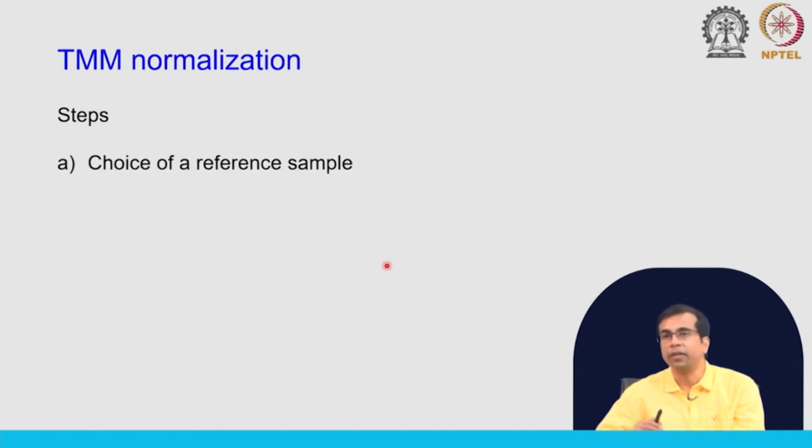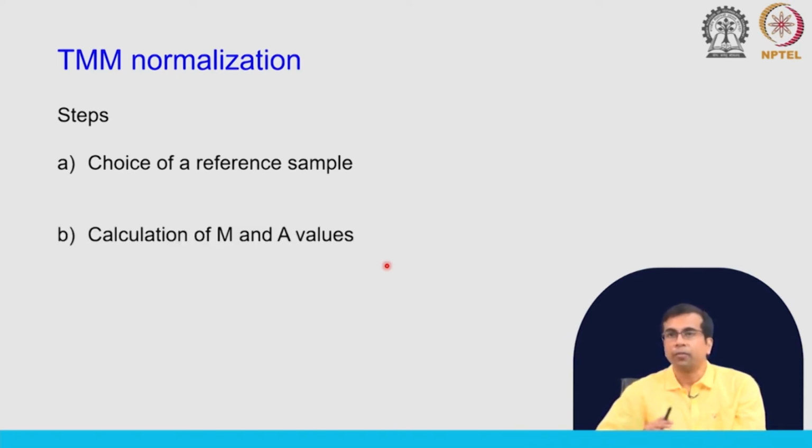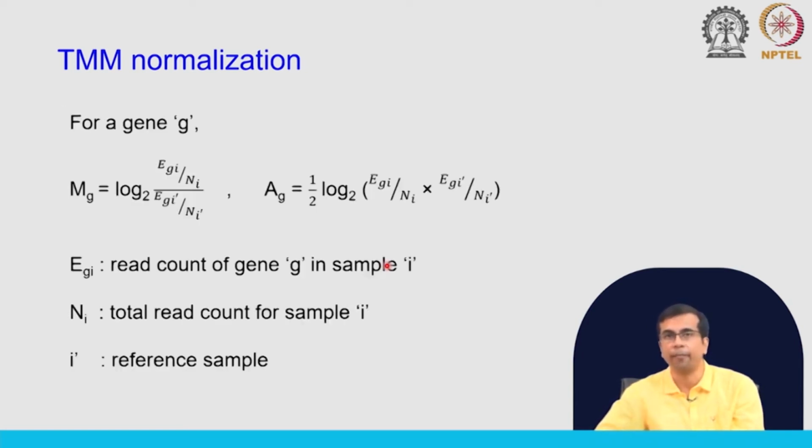So, the first step in this method is to choose a reference sample. Okay, so, when you are comparing two samples, you choose a reference sample against which you will compare another sample, right. So, once you have chosen this reference sample, you compare against other samples and you can calculate something called M and A values. Okay. So, these M and A values will come later on as well for different purposes when you talk about differential expression analysis, etc.